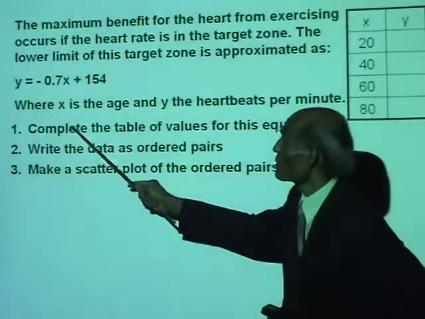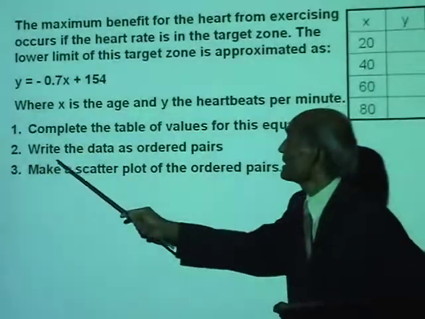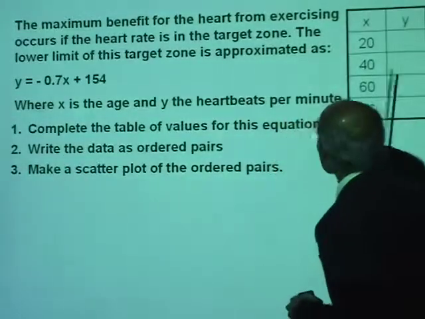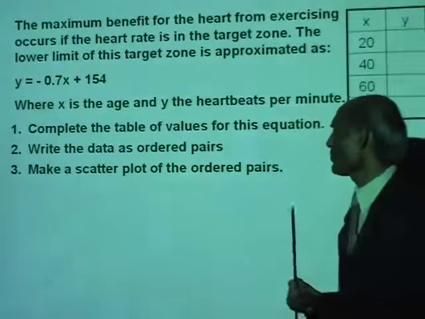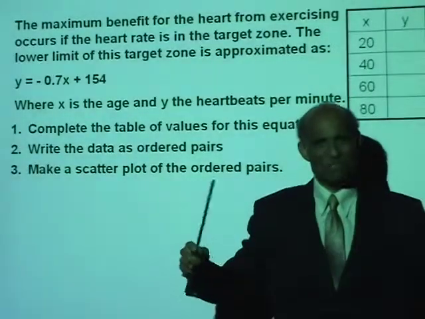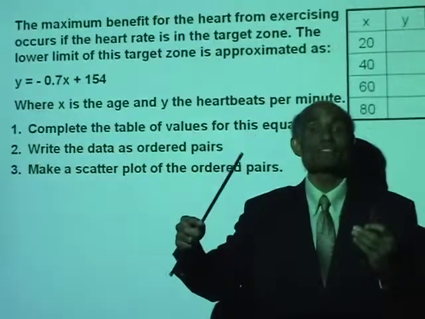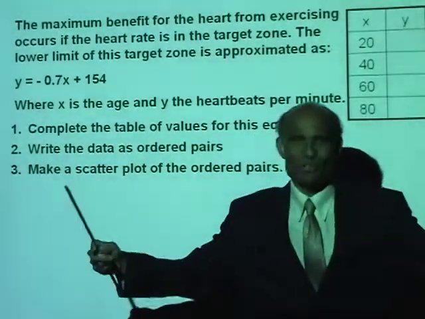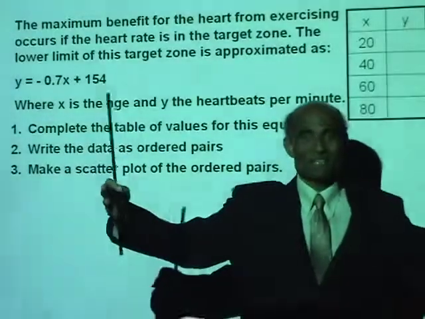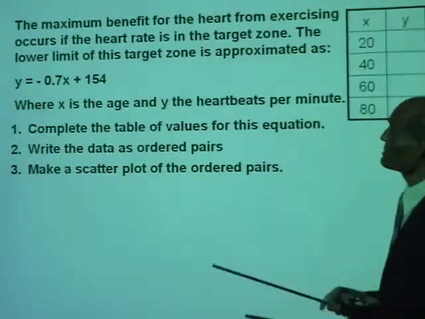Alright, so you got to do 3 things. Complete the ordered pairs, then write these as ordered pairs, and make a scatter plot of the ordered pairs. What is a scatter plot? When you mark these ordered pairs on a Cartesian system, it is called a scatter plot. The points are scattered on the Cartesian system. Okay?